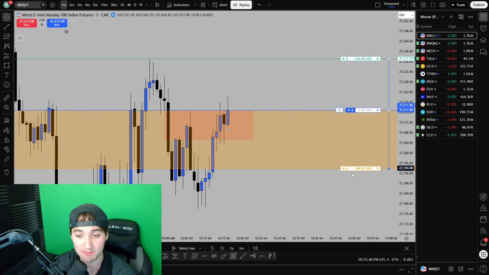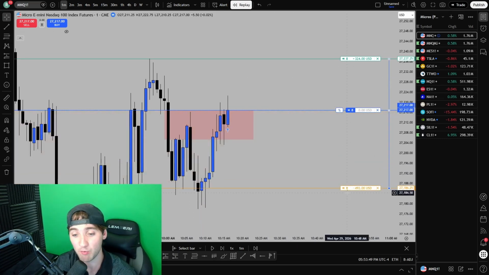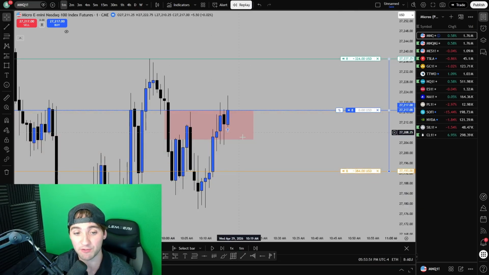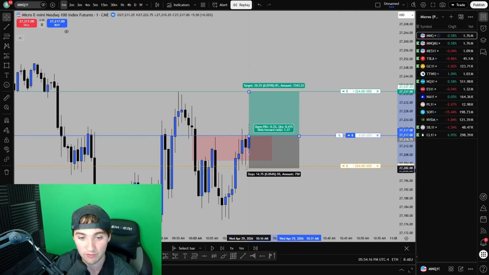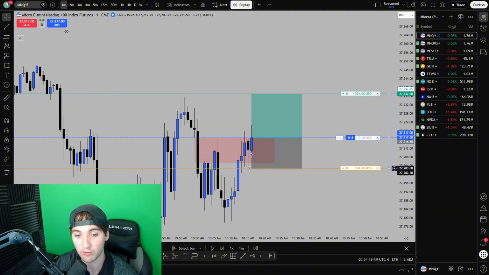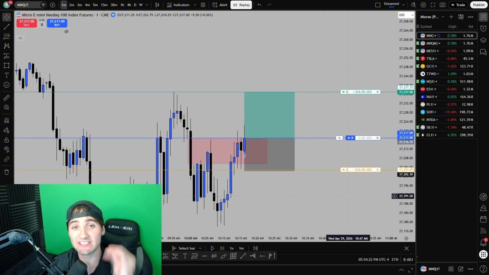Or I like to put my stops at a swing low. However, the risk reward on this won't be too great. I always like to set my take profit first, then put my stop loss accordingly. So I'm going to put my stop right under this candle low here. Now, let's see how this trade plays out.